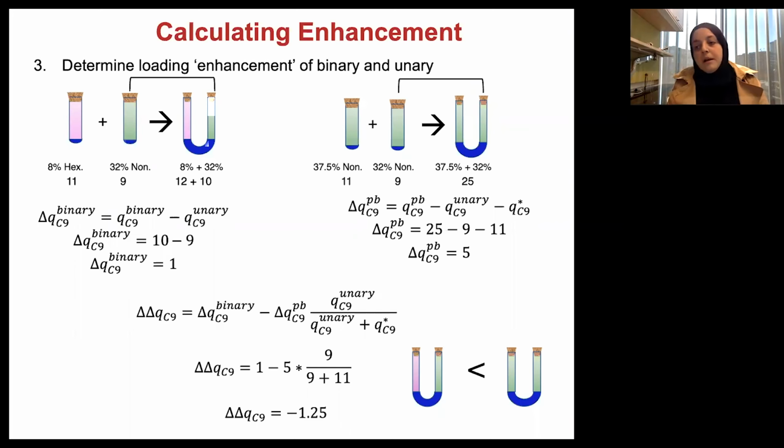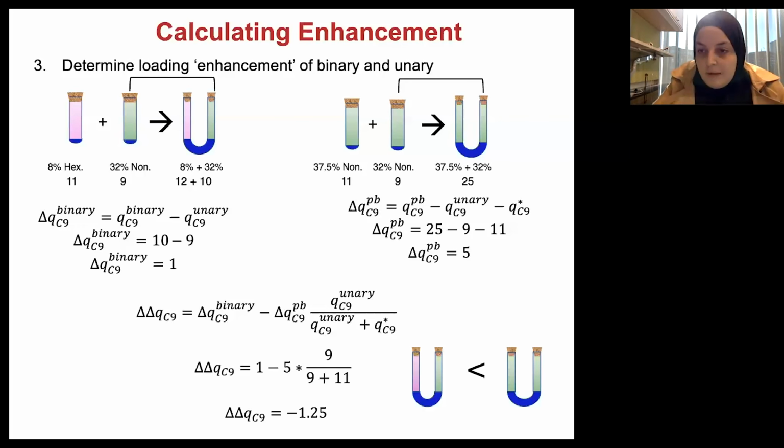And in our pseudo-binary, we see that it goes up a total of 5, but we want to know how much of that 5 solutes is a contribution from the 9 nonanes. And so we do the math, and we see that that actually goes up by 2.25 solutes. And so by taking the difference, we see that 1 minus 2.25 is negative 1.25, which means that there is basically more of an enhancement in the presence of nonane than there would be in the presence of just hexanol. So the pseudo-binary has a higher enhancement than the binary system.